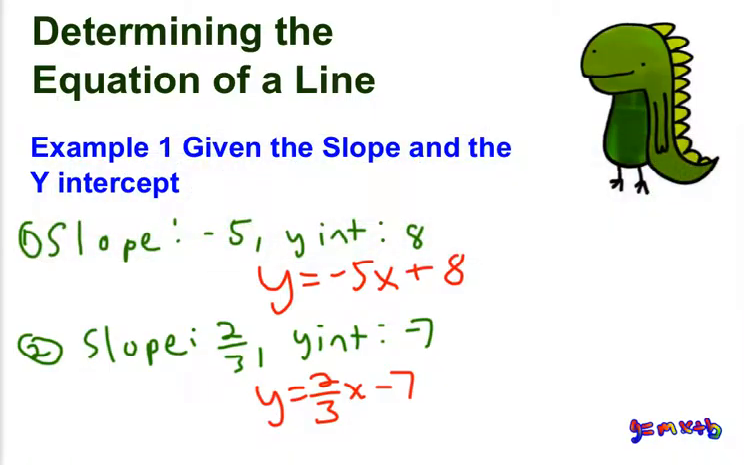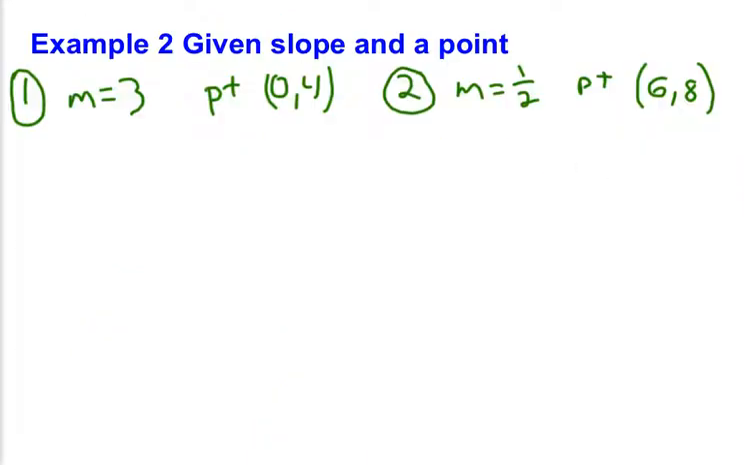to our notebook. Okay, so we've determined the equation of the line given the slope and the y-intercept. Pretty easy, right? So let's take up the difficulty a little bit. Let's look at a second example. In this example, we're going to find the equation of a line given the slope and a point. So we're given the slope and a point. Well, how does this help us?